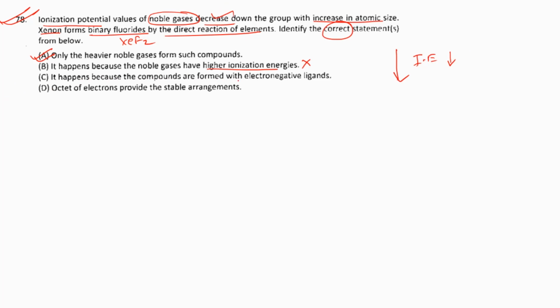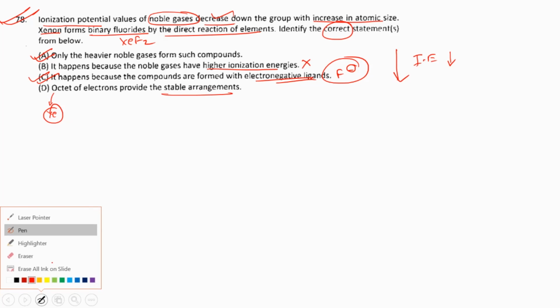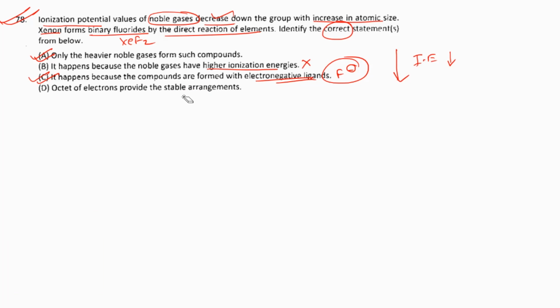It happens because the compounds are formed with electronegative ligands. Yes, as F minus is an electronegative ligand, it attacks xenon and forms XeF2. Octet of electrons provides the stable arrangement. No, because xenon is already a noble gas which is in the octet state. It was in octet state, so it's not going to any stable arrangement. So octet is not the reason why they do so.